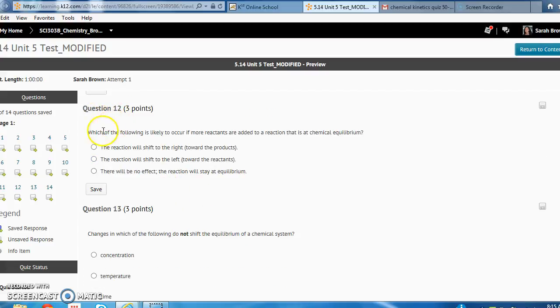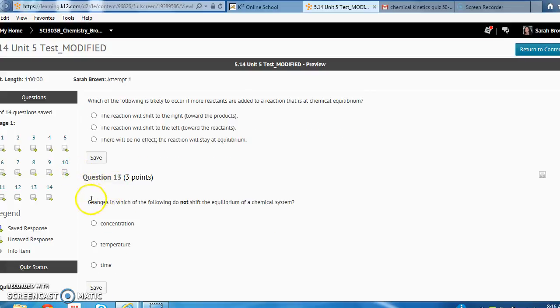Question 12. Which of the following is likely to occur if more reactants are added to a reaction that is at chemical equilibrium? The reaction will shift to the right towards the products. The reaction will shift to the left towards the reactants. Or there will be no effect, the reaction will stay at equilibrium.